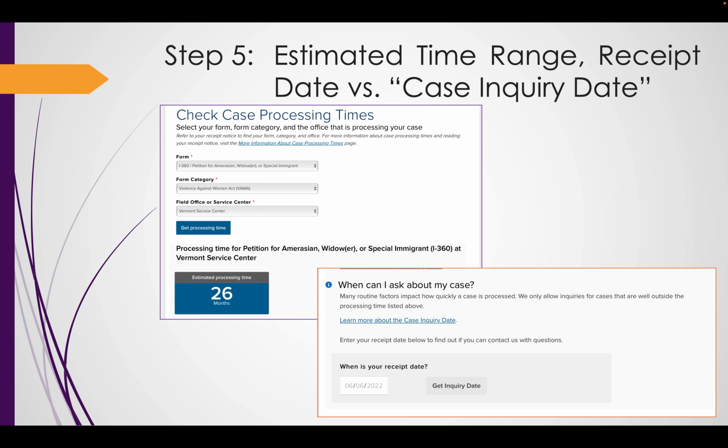is 26 months. Further down below, you can scroll down and you can find out about your case or not. You can find out if you can do a status inquiry by entering your receipt date on this form here, and click on Get Inquiry Date. The tool is going to give you a date, and it's going to let you know whether your case is within normal processing times, or if you can go ahead and further inquire about your case with USCIS.